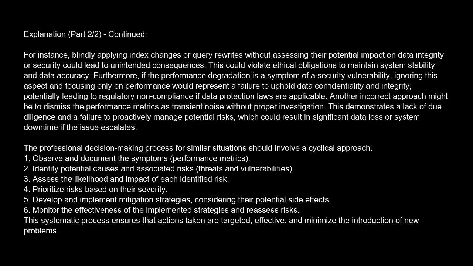The professional decision-making process for similar situations should involve a cyclical approach. 1. Observe and document the symptoms and performance metrics. 2. Identify potential causes and associated risks, threats, and vulnerabilities. 3. Assess the likelihood and impact of each identified risk. 4. Prioritize risks based on their severity. 5. Develop and implement mitigation strategies, considering their potential side effects. 6. Monitor the effectiveness of the implemented strategies and reassess risks. This systematic process ensures that actions taken are targeted, effective, and minimize the introduction of new problems.